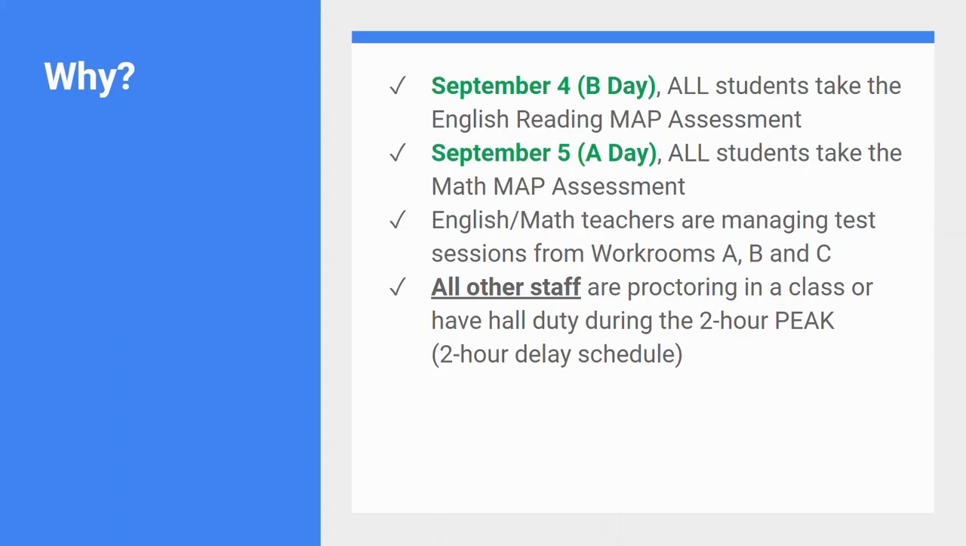On September 4th, which is a B-Day, all students will be taking the English Reading MAP assessment. On September 5th, which is an A-Day, all students will be taking the Math MAP assessment. Math and English teachers will be proctoring their test sessions in workrooms A, B, or C, while the rest of the staff will be proctoring the assessment in their classrooms with their peak students. We'll be on a 2-hour peak delay that day.